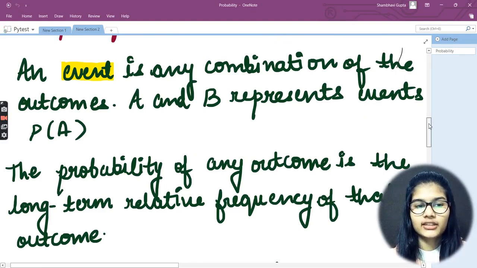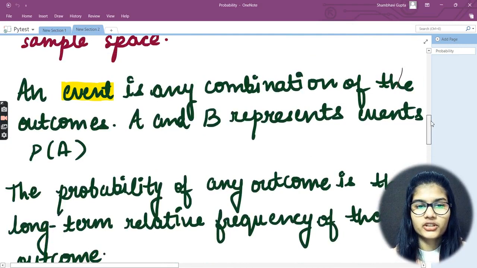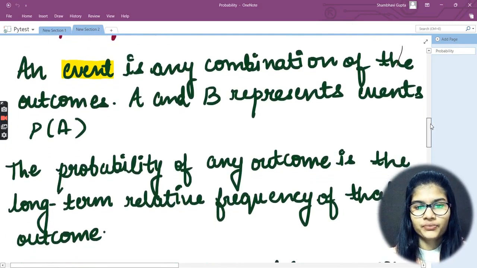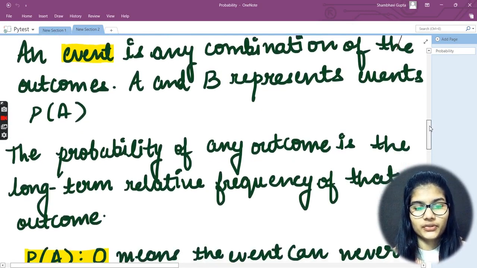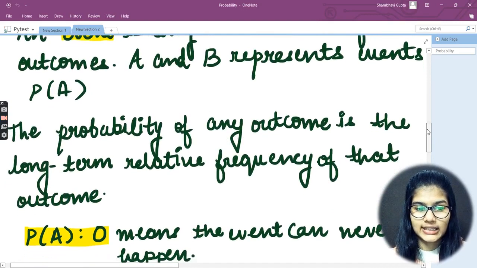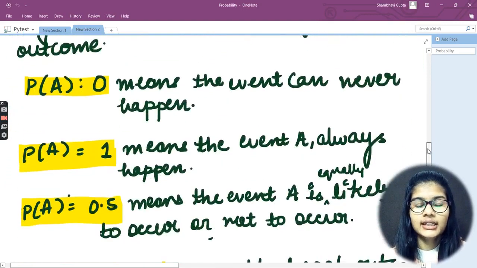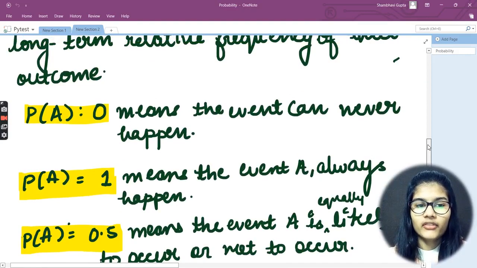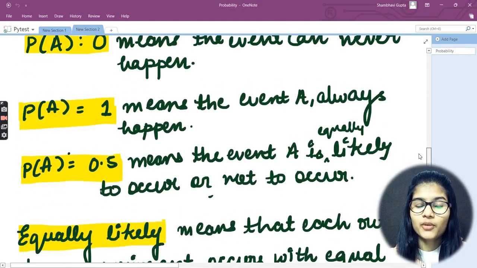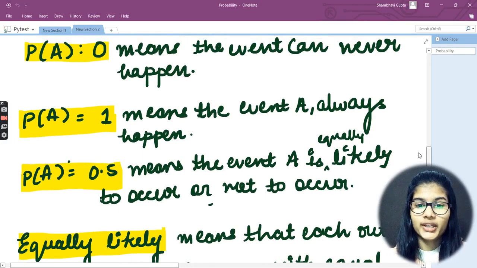If you want to write that in the form of probability as well, it is probability of A like this. So the uppercase characters you are having all represent the events for you, right? Now, the probability of an outcome is a long-term relative frequency of that outcome. Now, if the probability of A is equal to 0, it means that the event can never happen. If the probability of A is equal to 1, it means that the event A always happens.